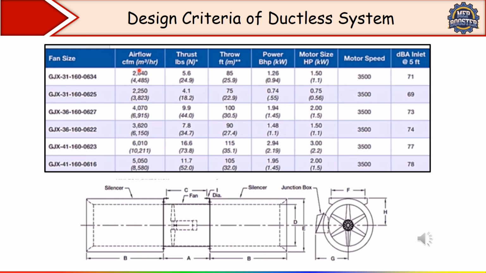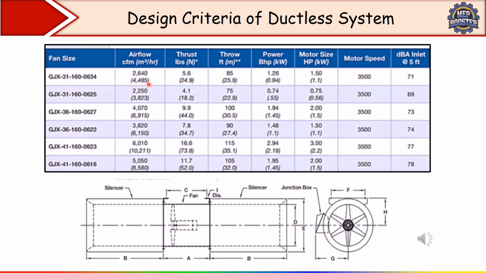Once you get the exhaust air flow rate or exhaust air CFM, you can see here in the second column exhaust air CFM is given: 2640, 2220, 2250 CFM, 4070 CFM. Based on this CFM value, you will get the fan size and how many Newtons of thrust you have to maintain. Here you will get the detail of that. Then how much throw that fan has is also given in feet and in meter. See, the throw of that fan.